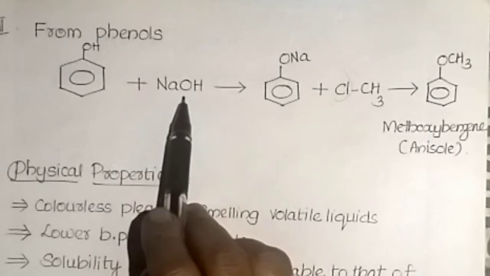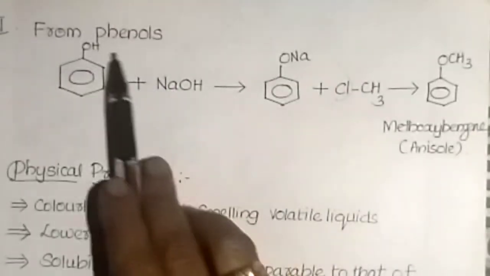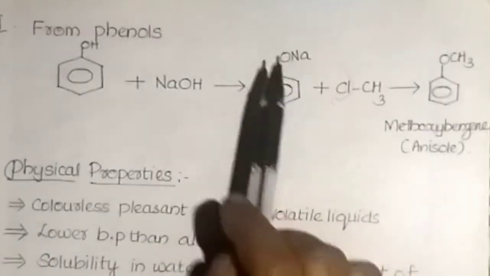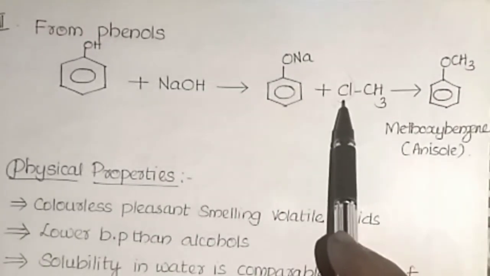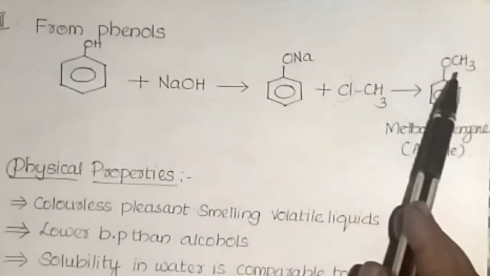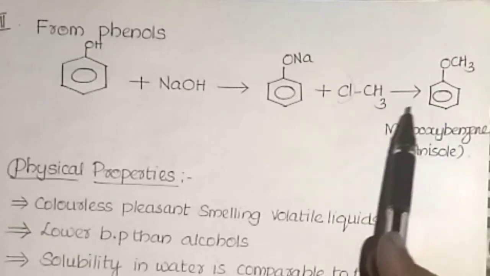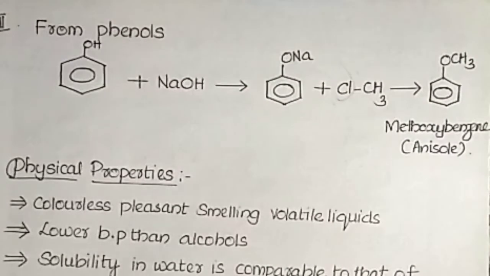Phenol on treating with NaOH, water elimination takes place, Na is attached, ONa, which on treating with methyl chloride, NaCl elimination, CH3 is attached. So we get methoxybenzene or anisole. Physical properties.